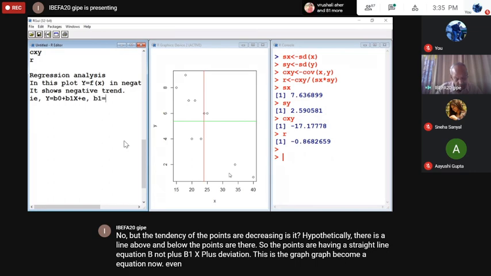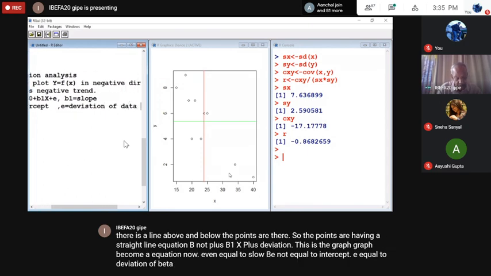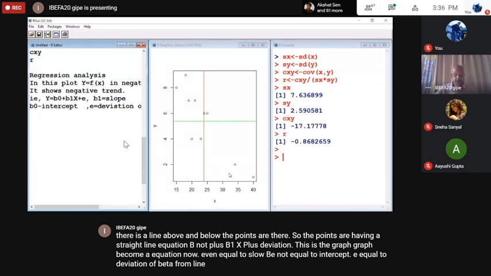B1 equal to slope. B0 equal to intercept. E equal to deviation of data from the line. Deviation.